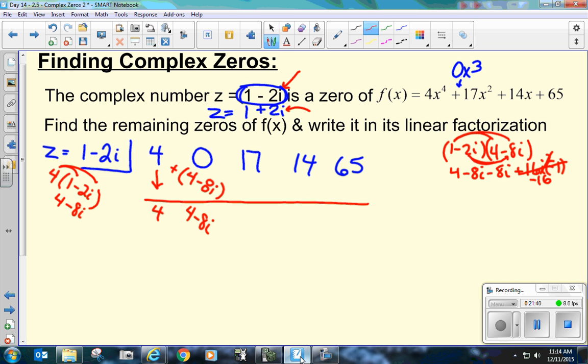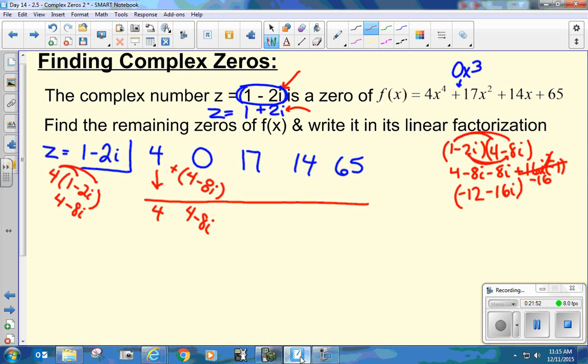I got 4 minus 16. You get negative 12. And negative 8i and negative 8i, or you get negative 16i. This is what's going to go below 17. Okay? Negative 12 minus 16i. Now keep in mind, the only thing you can combine are the non-imaginary numbers. Like I can take 17 minus 12, and that's 5. And then I have the minus 16i.